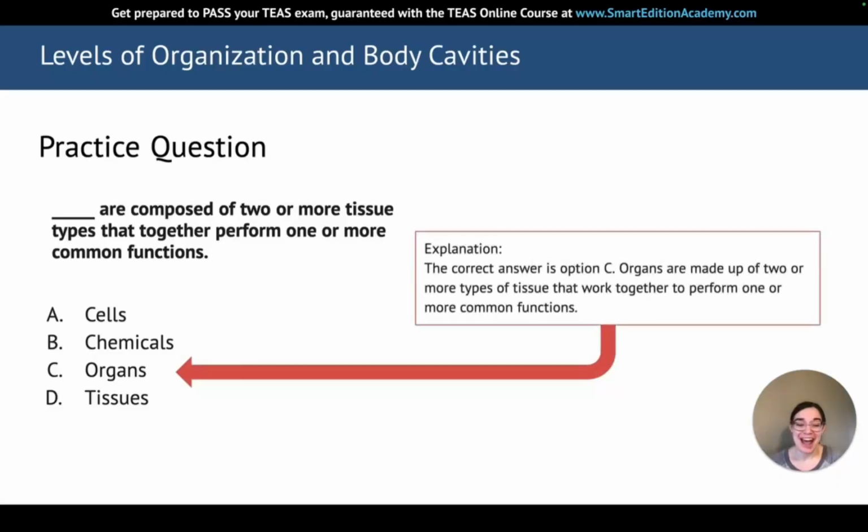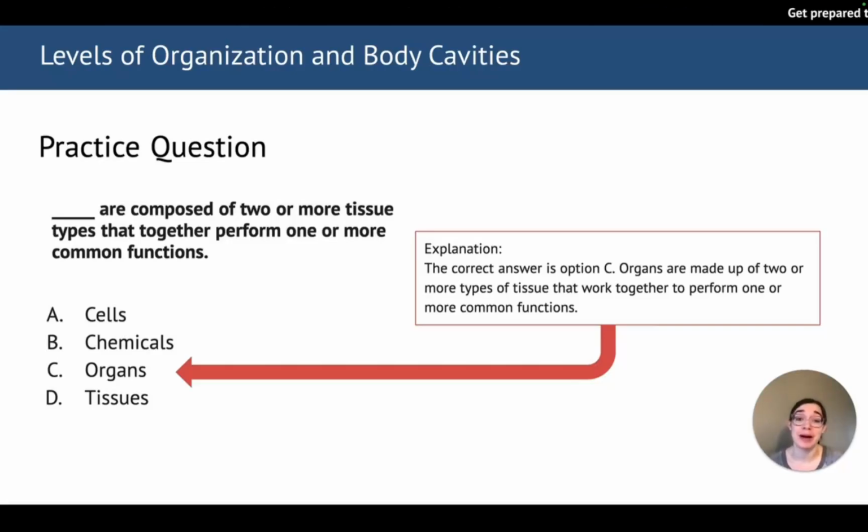And you may have caught that as we were going through the wrong answers in the previous practice question. It kind of gave this definition away. But remember again that organs are structures that are made up of two or more types of tissue that work together to perform one or more common functions. So think of the kidneys, for example. Think of the lungs. Those are examples of organs found in the human body, and you can probably think of many other examples as well, since we have so many organs in our bodies.